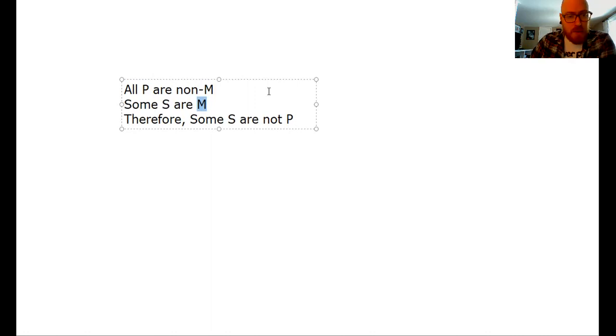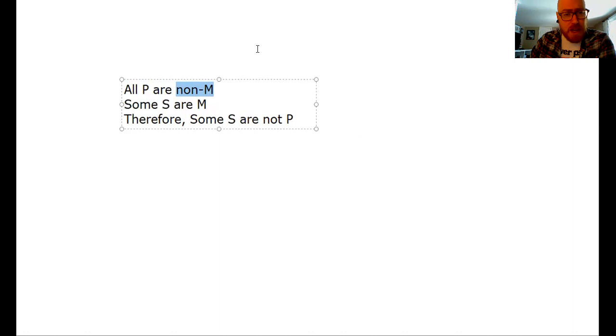The reason why the fallacy of four terms is problematic is because we have two middle terms here. We have M, which is the middle term in the minor premise, and then we have non-M. Clearly M and non-M are different terms. They don't designate the same class of things. Non-M designates everything that is not an M, and M designates everything that is not a non-M. So we have too many terms here.